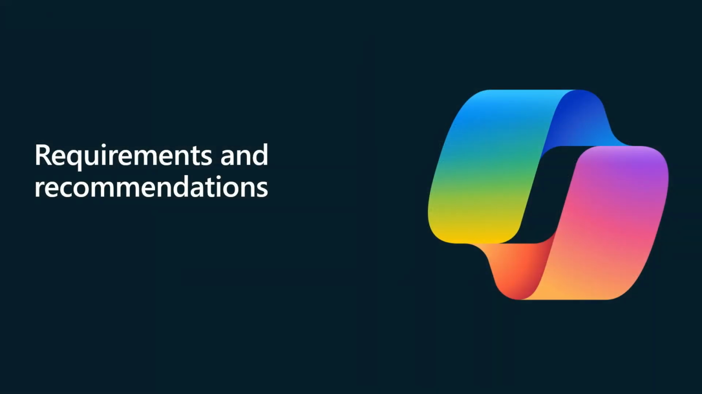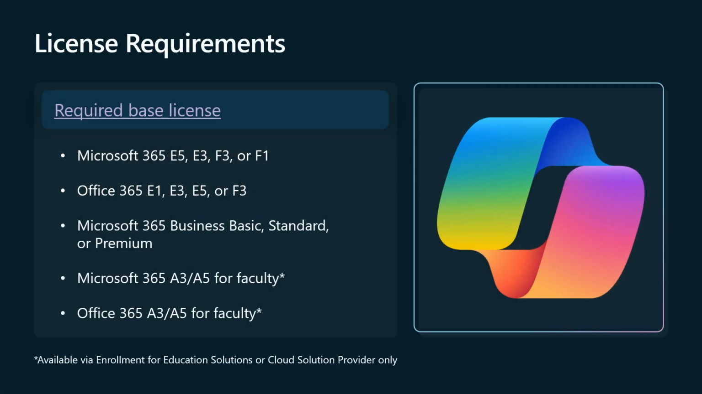Okay, let's talk about some requirements and some recommendations. Now, obviously, there's some base license requirements. Copilot for Microsoft 365 is an add-on license. And to purchase the add-on license, you need to have a qualifying base license. But you may be aware that we've expanded Copilot accessibility to almost every license that we have, including most recently education offerings that are available through EES or cloud solution providers as well. As long as you have a base license, you should be able to buy Copilot.